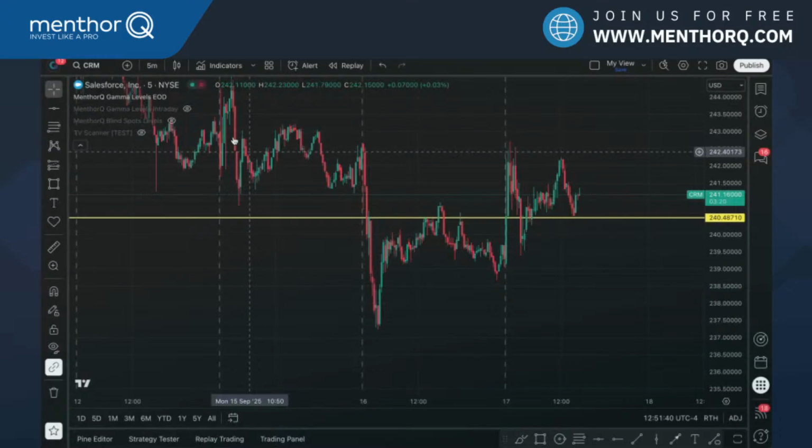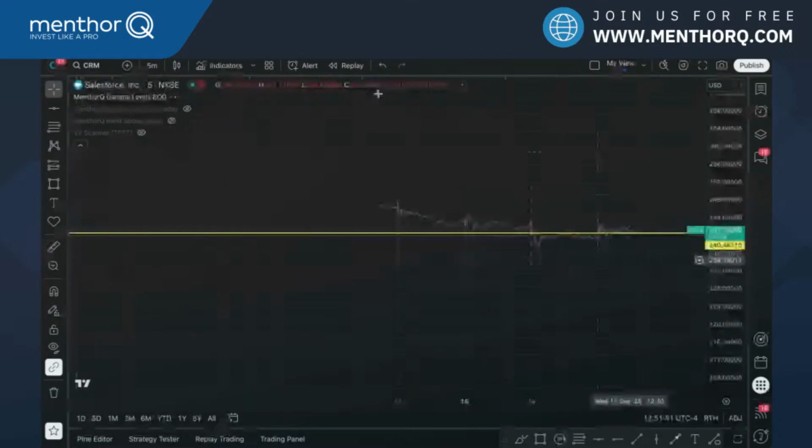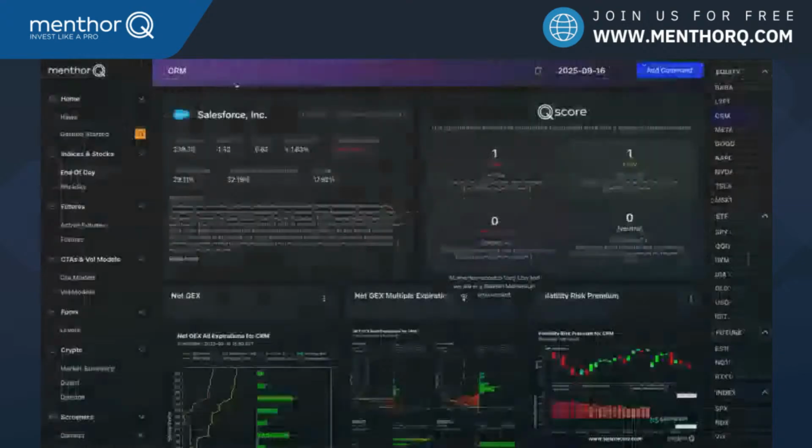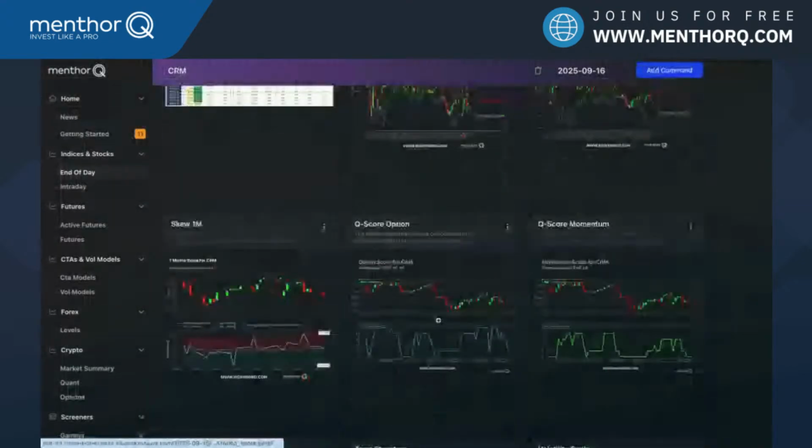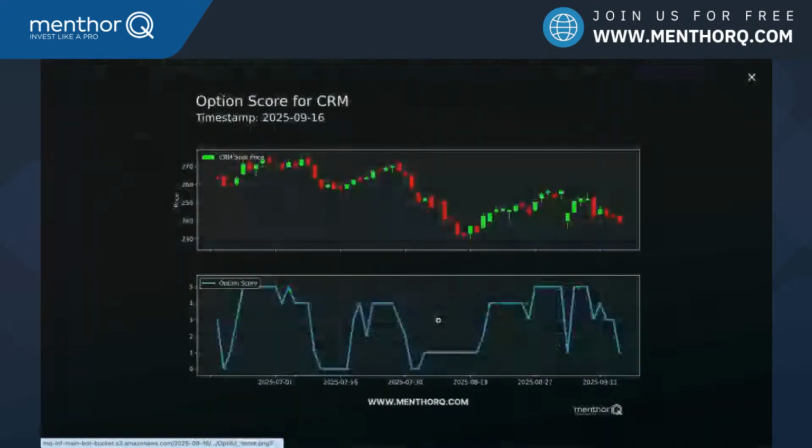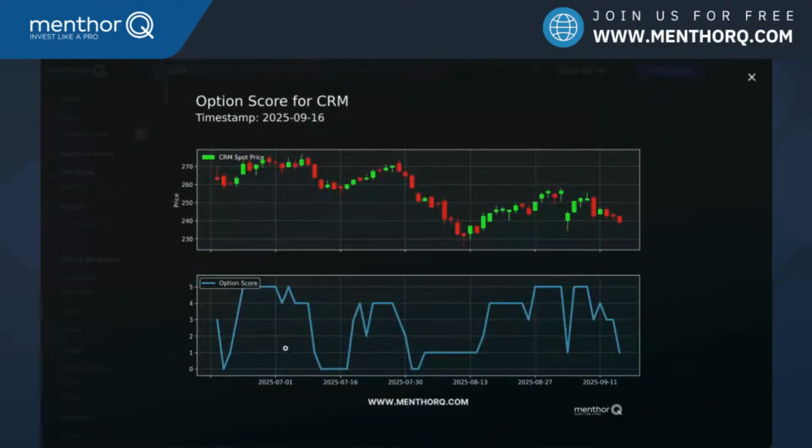So let's see if this opens up. But let's go back to the dashboard here, and let's see how the option score could actually have been very predictive. So first, strong move here, and we see these small trends that could have given you some interesting returns.